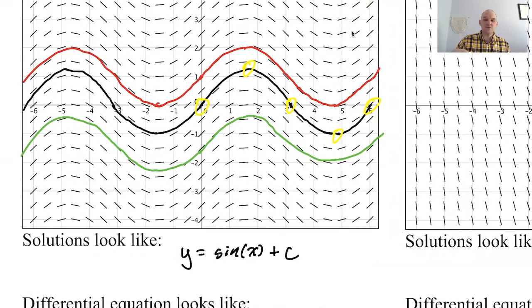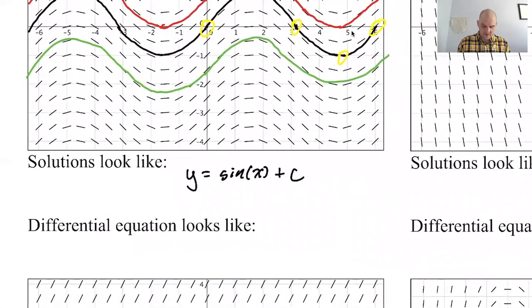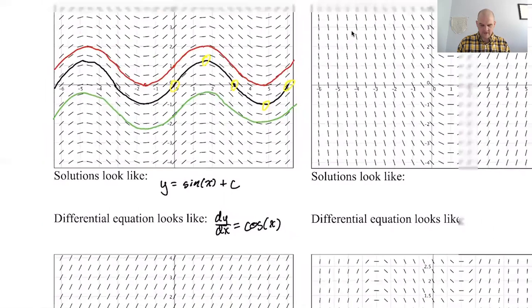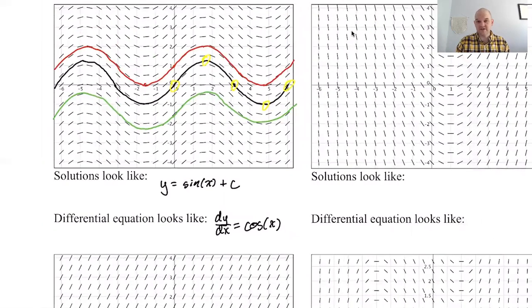So if that's what y looks like, then the differential equation will look like the derivative of that. So for this particular slope field, dy/dx would look like cosine of x. If you were given dy/dx equals cosine of x, and you were asked to make a slope field for it, this picture would be the slope field.